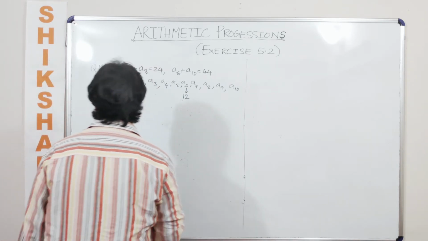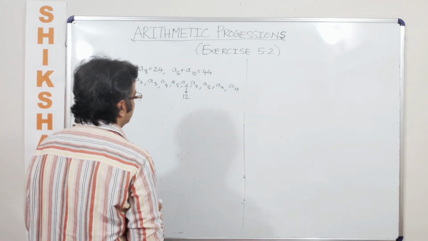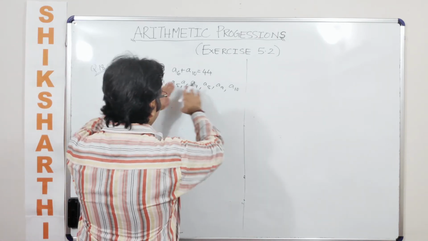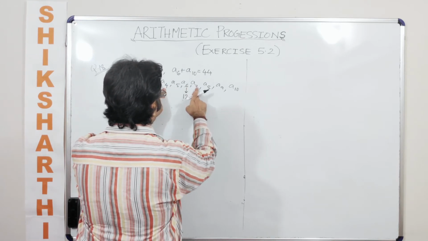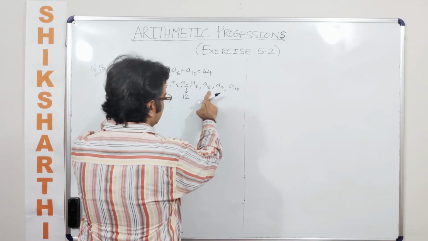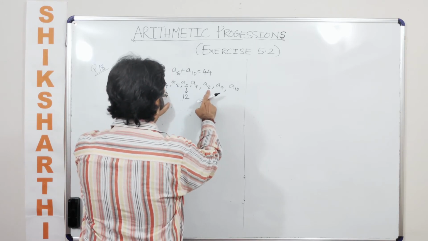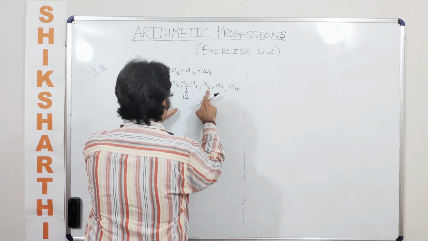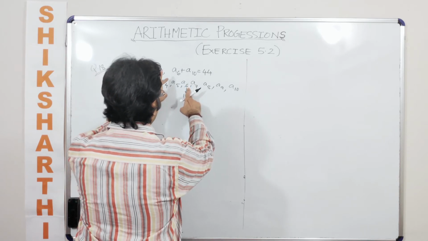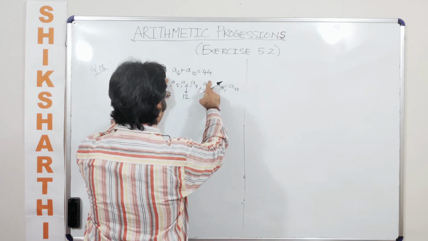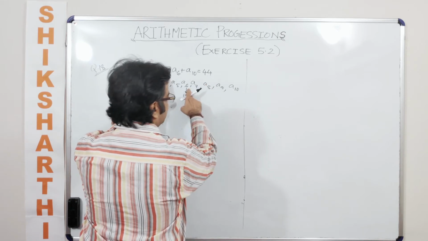Now what logic are we using here? If I take any 5 successive terms, say 1, 2, 3, 4, 5, and the question asks me to take a4 to a8, which is the middle term here? The middle term is this. So using a4 plus a8 divided by 2, we get this term.